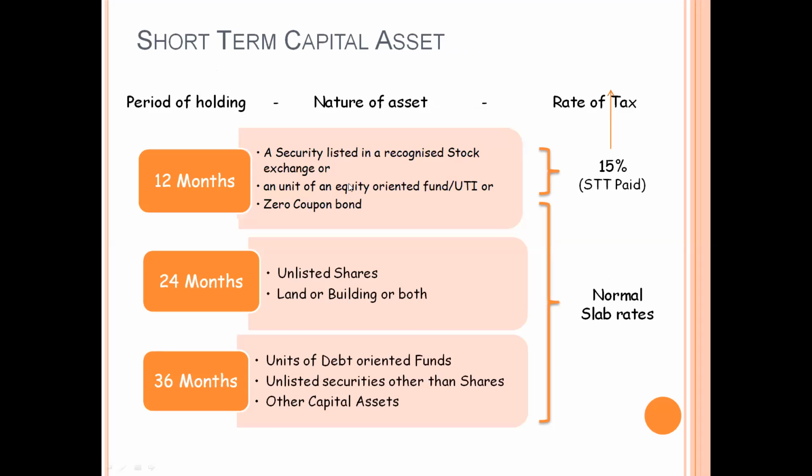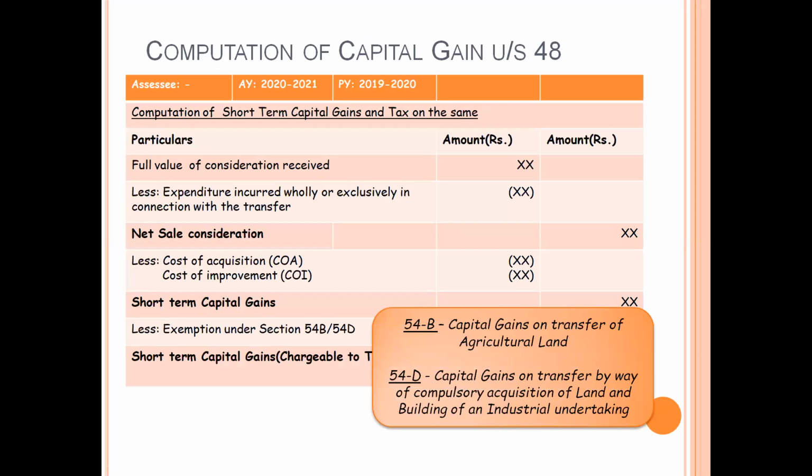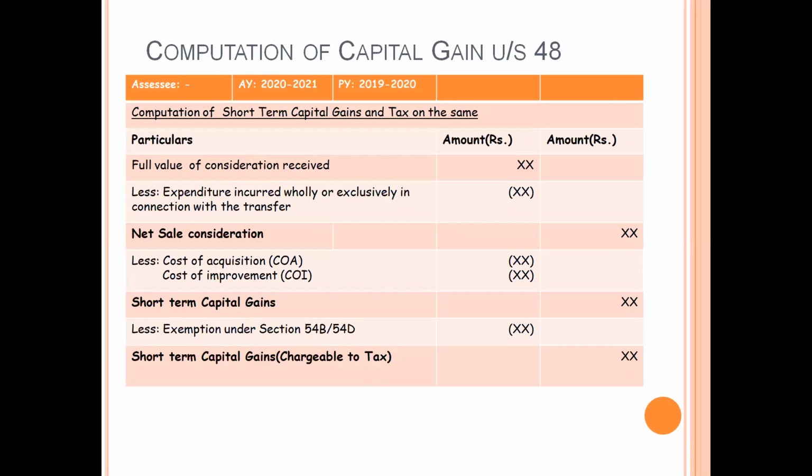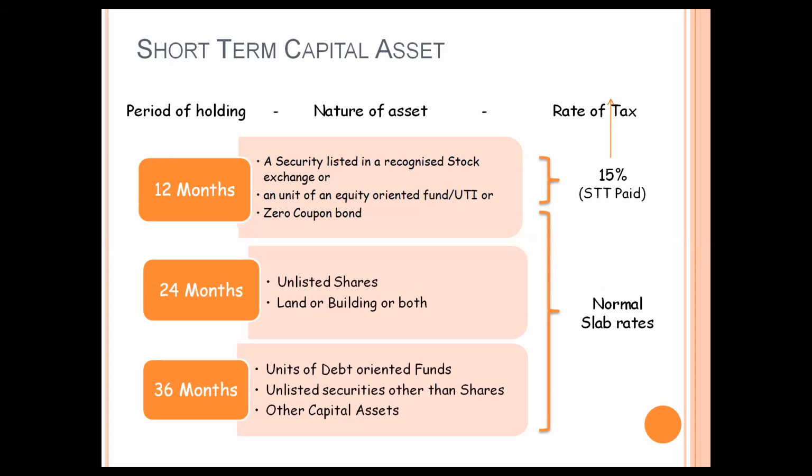The next is the short-term capital asset. We are just going to do the short-term capital asset part alone, so that the opposite of this will be a long-term capital asset. First one, period of holding, 12 months. There are 3 kinds of assets which constitute a short-term capital asset if held for a period less than 12 months: security listed in a stock exchange, a unit of an equity-oriented fund (UTI) or zero coupon bonds.